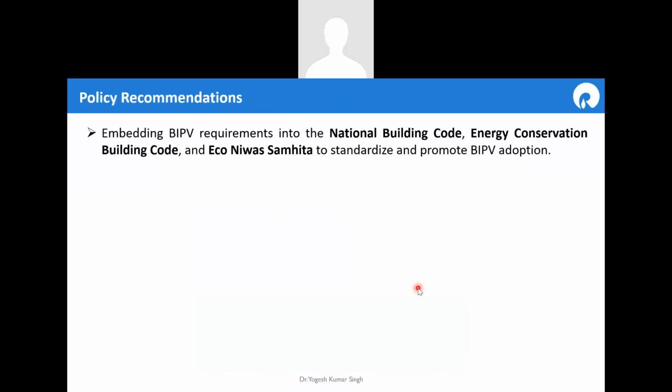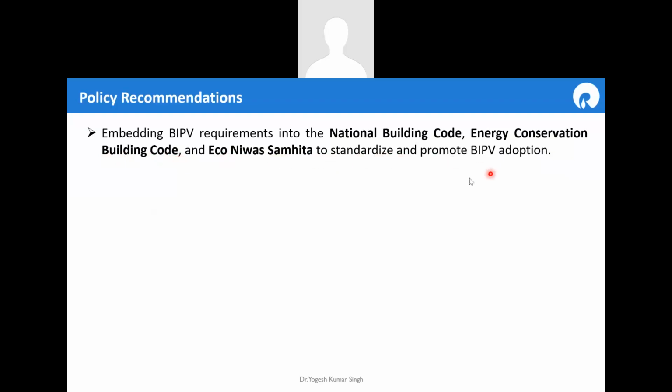Now we're talking about the policy recommendations. What policies will come in the BIPV system? The first policy is the National Building Code. This particular building code is available on the BIS website. You just go there and download it. Then another is the Energy Conservation Building Code. This you can also find on the BIS site, and the Eco Niwas Samhita.